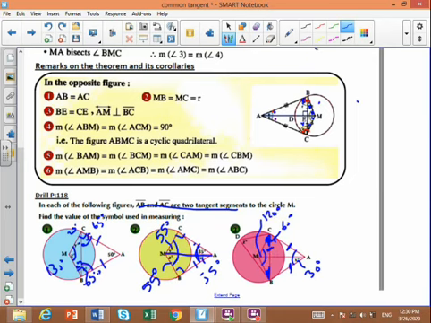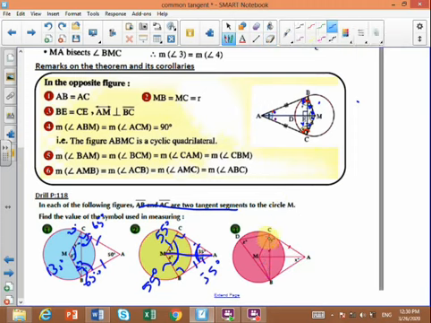Okay, what is the relation between angle CMB and angle CDB? They are an inscribed angle and a central angle subtended by the same arc CB, so the inscribed angle will be half the central angle, so angle Z will be half of 120 equals 60.